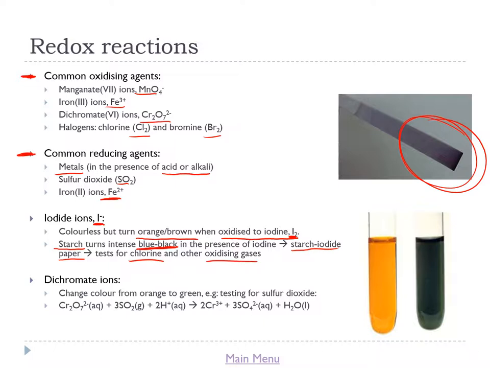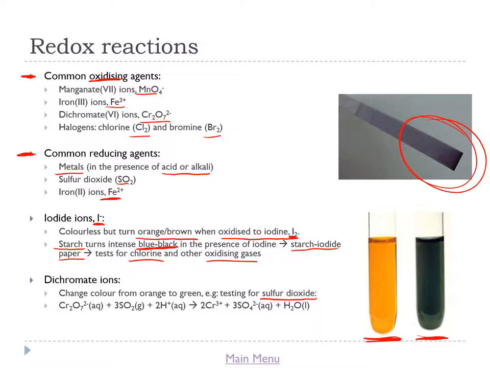We can also use dichromate ions in qualitative analysis. The dichromate ion is an oxidizing agent, as we saw up here. When it reacts, it gets reduced, and that changes its color from orange to green, like this. And this is used as the basis for the sulfur dioxide test.